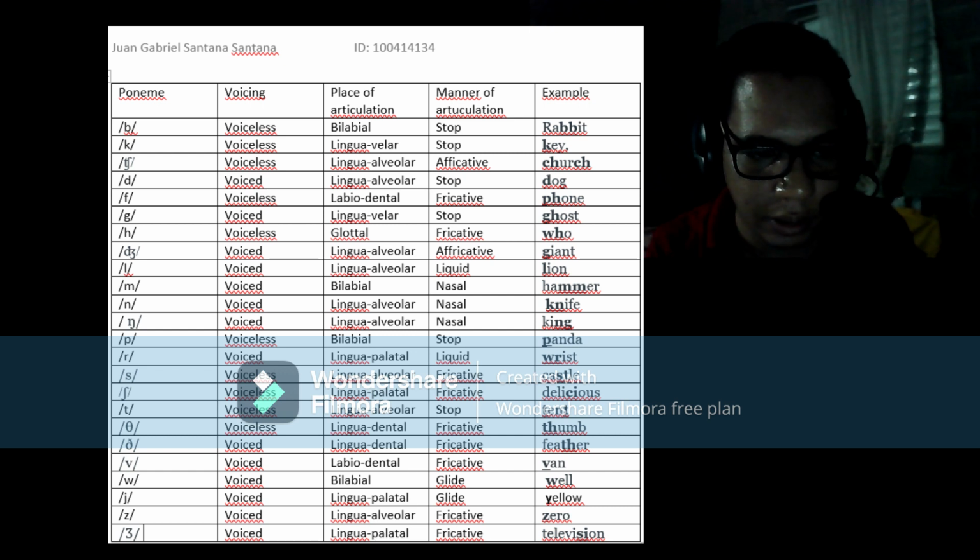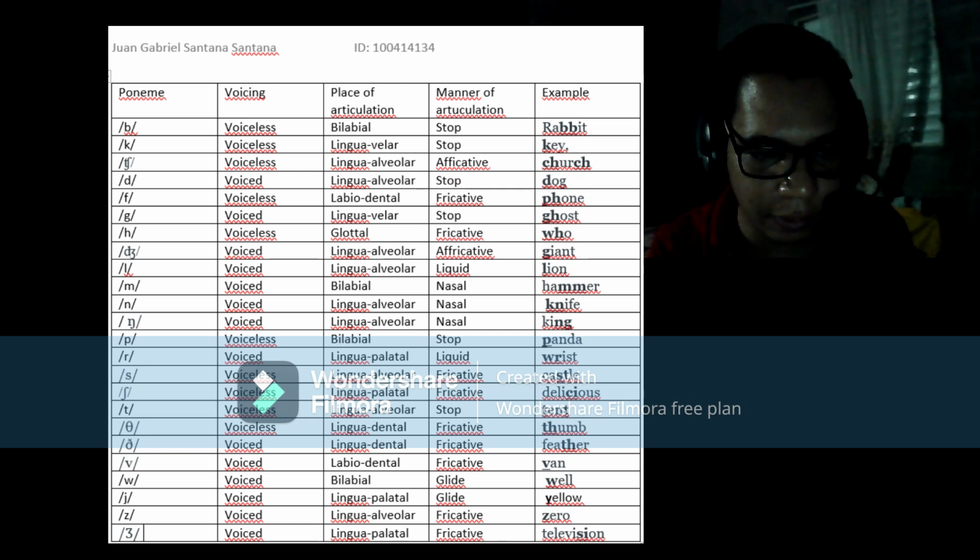We have t, which is voiceless, lingual alveolar, stop, and the example that we have is tent. We have a sound which is voiceless, lingual dental, fricative, and the example that we have is thumb. We have another sound which is voiceless, lingual dental, fricative, and the example that we have is father.